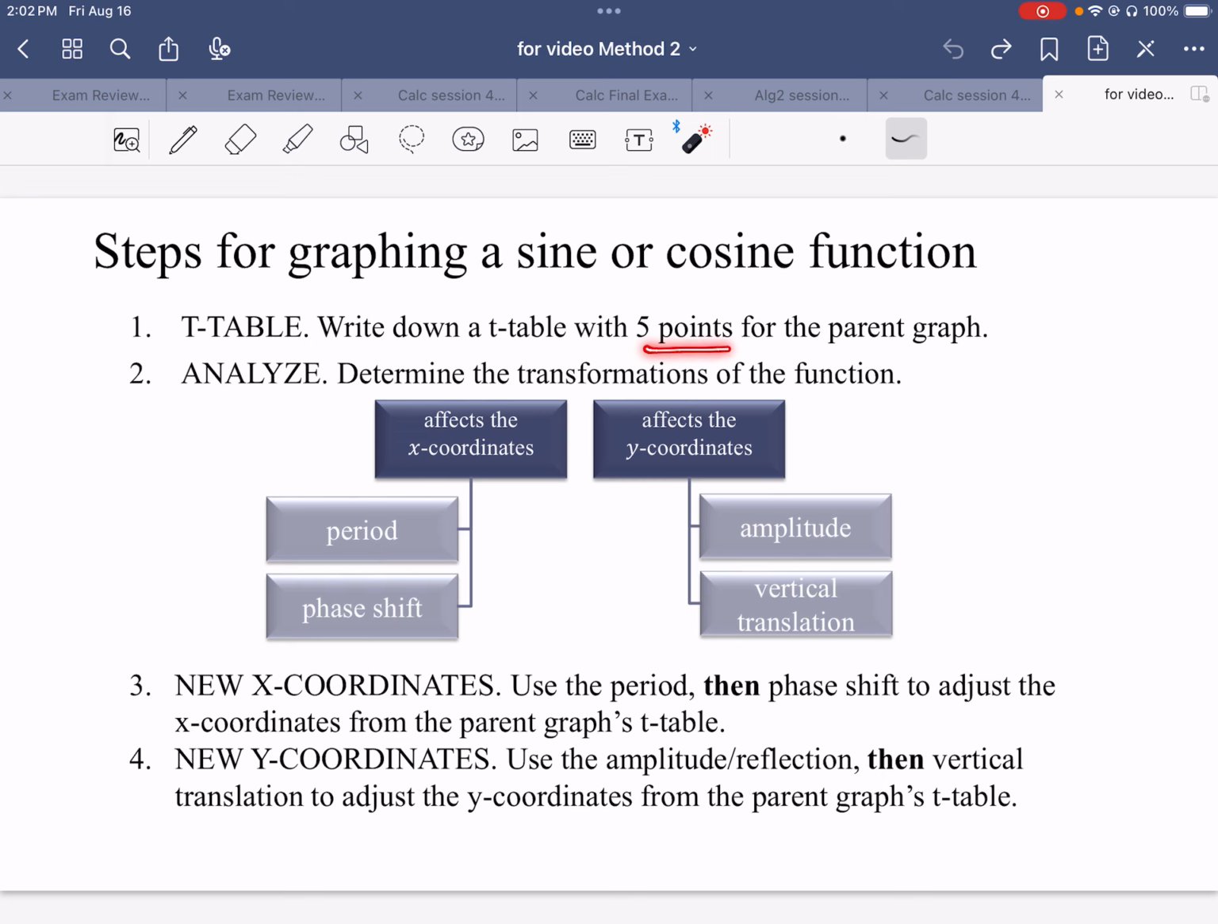So then you're going to figure out what your new coordinates are going to be. So you're taking the 5 points from the parent graph, and we're going to use the period, then the phase shift to adjust those x coordinates from the parent graph's t-table to make new x coordinates. And then we'll do something similar for the y coordinates. We're going to use the amplitude, and if there is any sort of a reflection in the x-axis, then the vertical translation. You'll notice that I have the word then here because the order does matter.